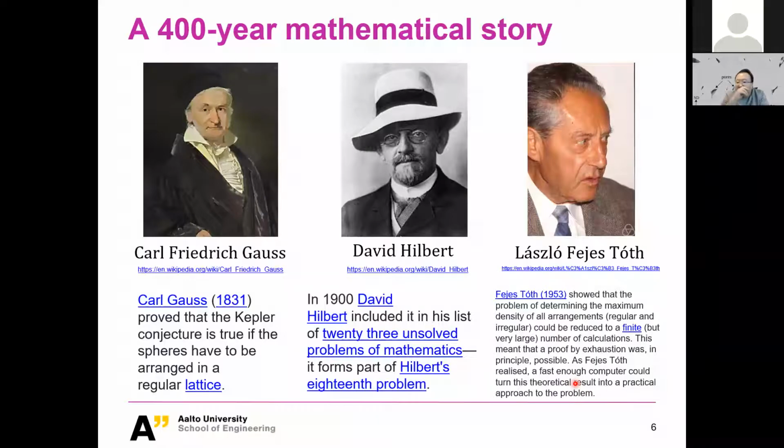So he said, to determine the maximum density of all arrangements, regular or irregular, could be reduced to a finite but very large number of calculations. And this means that a proof by exhaustion could work. So now I think, guys, you're getting a little bit familiar with this problem, because Professor Toth really turned this theoretical analytical problem into a finite problem.